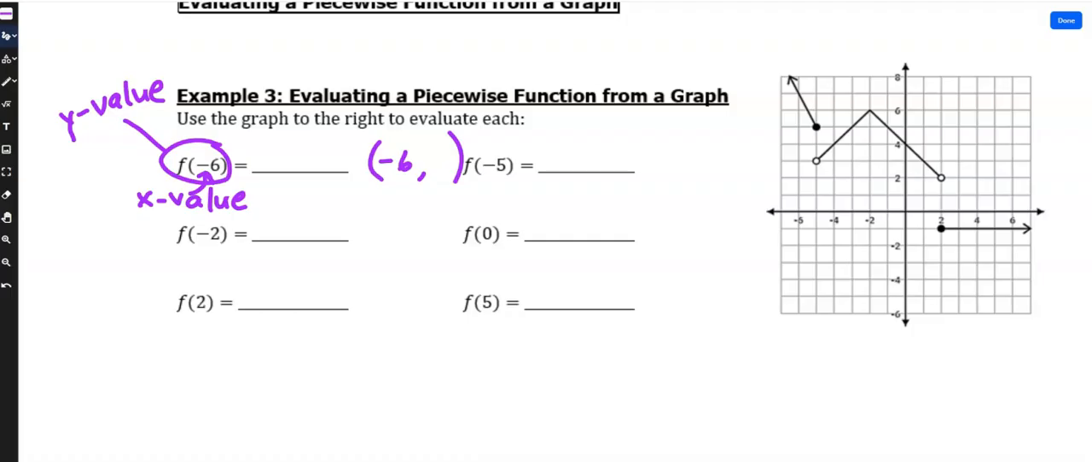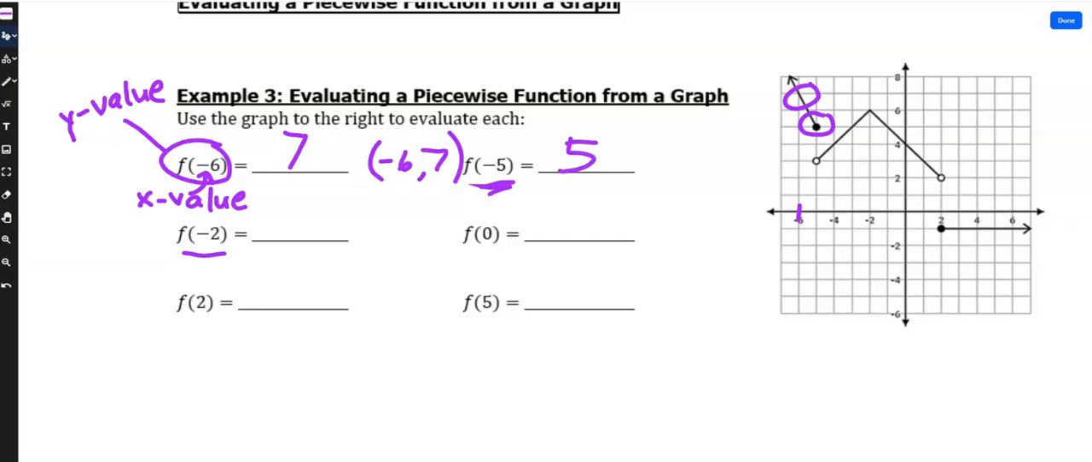So I have to come over to my graph, look at negative 6, find it on the x-axis, go up and find the coordinate on the correct graph, and see that the y value is 7. So that's the coordinate negative 6, 7. Next coordinate over here on the right is I go to negative 5. Remember, you have to go to the closed dot, not the open dot, the closed dot. So that is a 5.